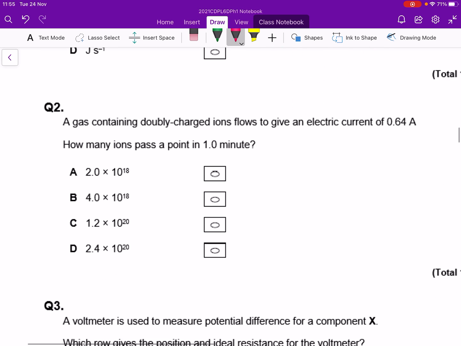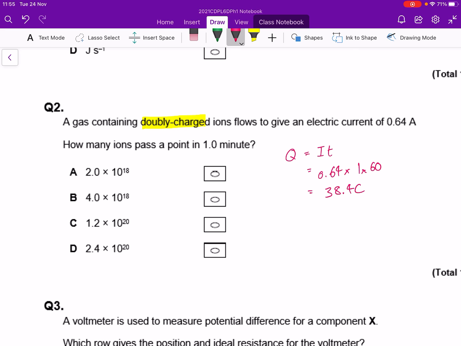Okay, question 2. A gas containing doubly charged ions flows to give an electric current of this much. So how many ions pass a point in 1 minute? If I work out the total charge that flows, that might help me. So the total charge is Q equals IT. So this is 0.64 times 1 minute, but we need it in seconds. So 0.64 times 60. So this is 38.4 coulombs.